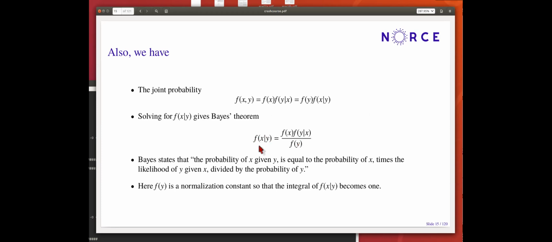So what it says is that the probability of X given Y, which could be measurements, is defined by the prior probability of X times the likelihood of the measurements, which is the F of Y given X here. And then there is a normalization that ensures that if we integrate this probability, it integrates to 1.